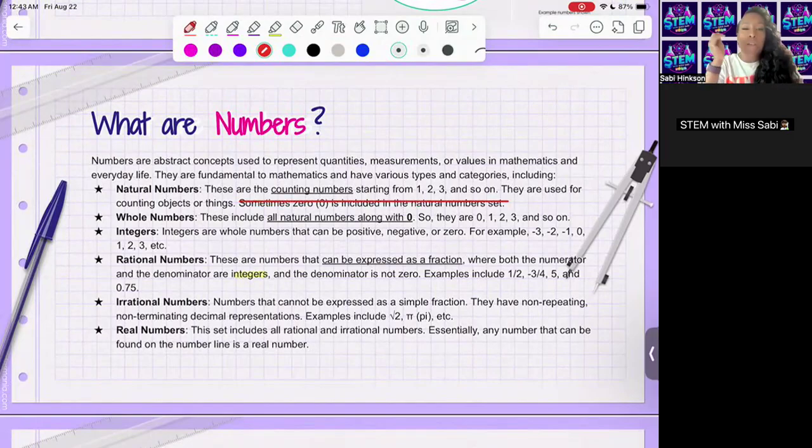I'm just going to say that zero is contained in the whole numbers. We have integers as well, right? Integers are those positive and negative numbers, but they're not fractions, and it also includes zero. So integers can be positive, negative, or zero.